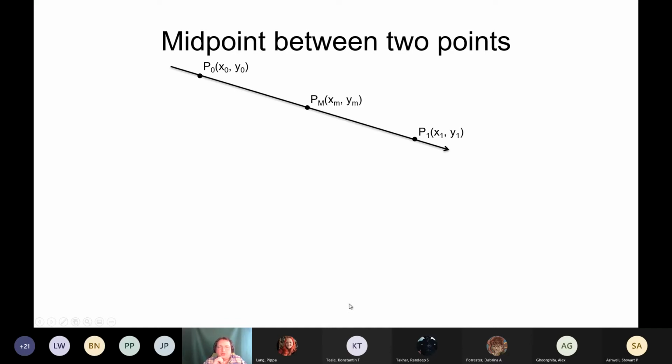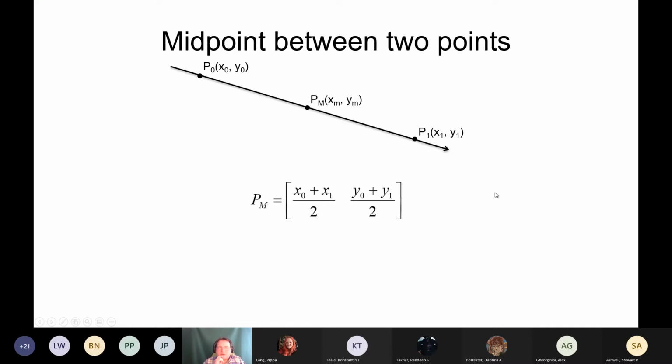Now, if we know how to do the vector approach, we can do another funny thing, a midpoint between 2 points. Midpoint between 2 points is a point which is, first of all, on the same line as the points P0 and P1, and it's in equal distance from P0 and P1, okay?